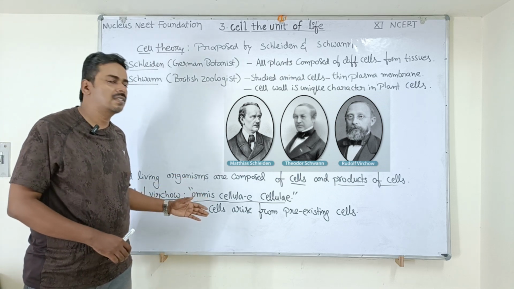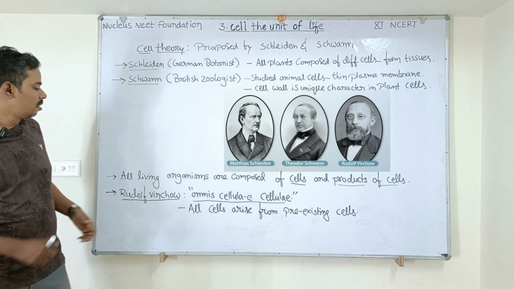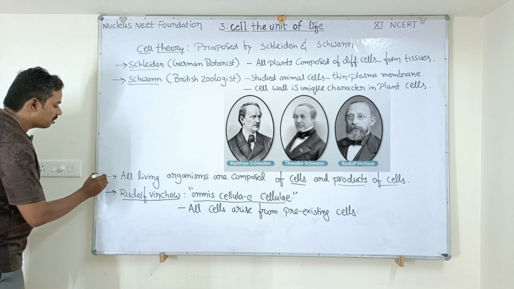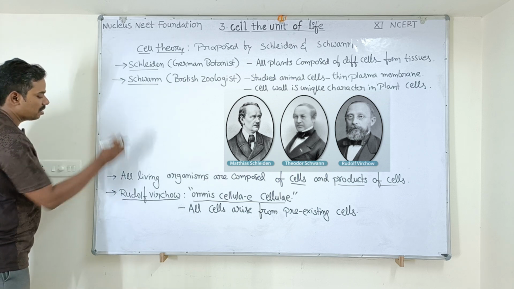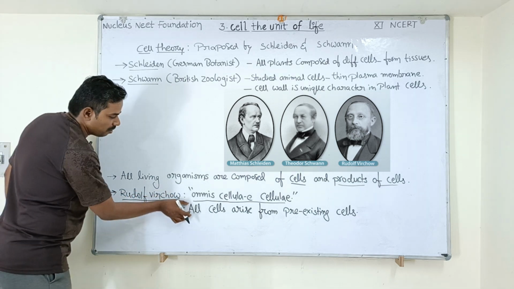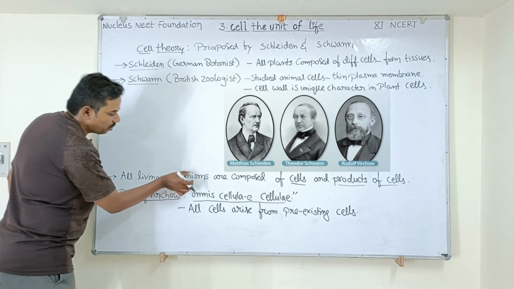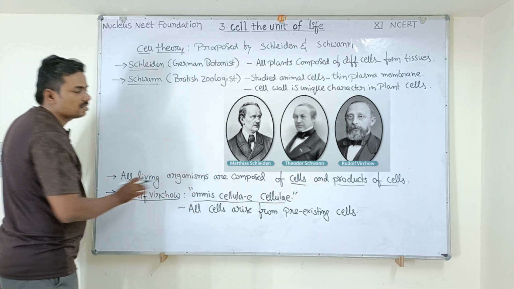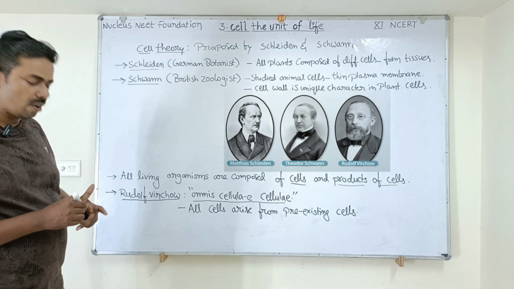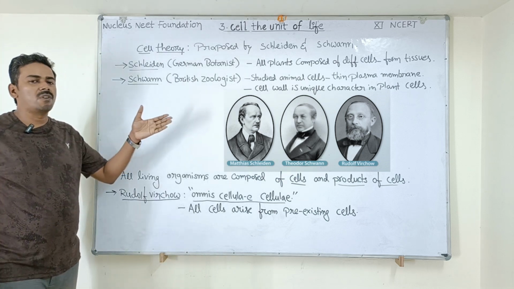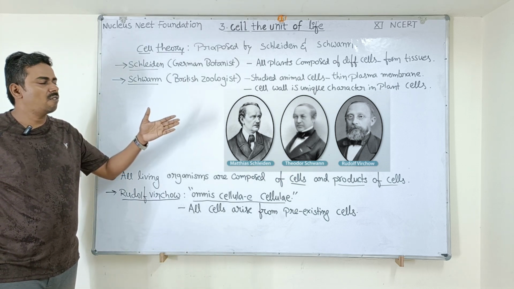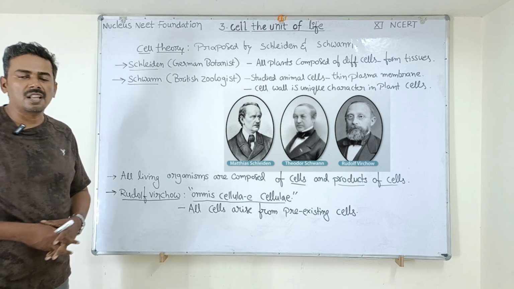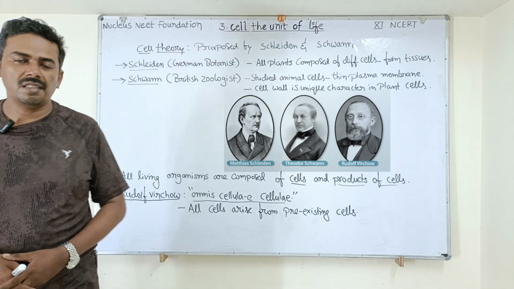So this completes the whole cell theory. So now we can add the first statement given by Schleiden and Schwann and the second statement given by Rudolf Virchow. So together, if you add these two statements, it will fulfill the cell theory. Okay, you can see the picture of Rudolf Virchow here. He is Rudolf Virchow. So this is about the cell theory, students. Now let us discuss another topic.